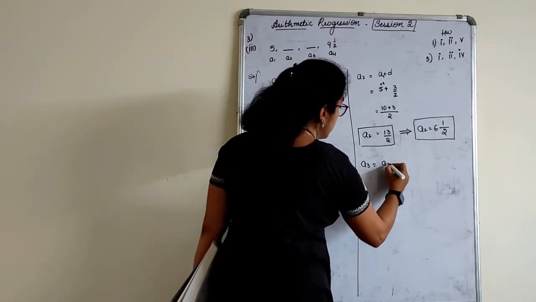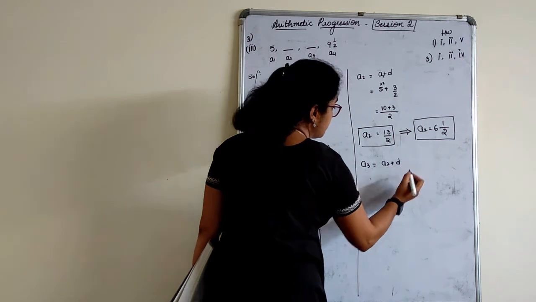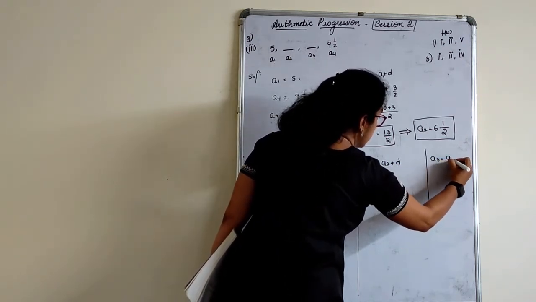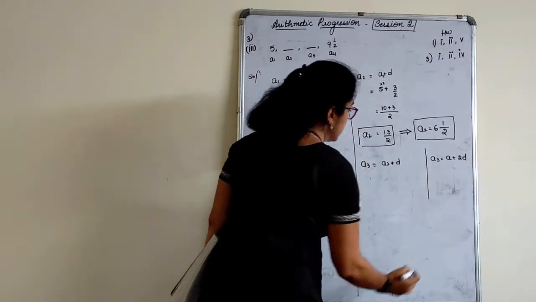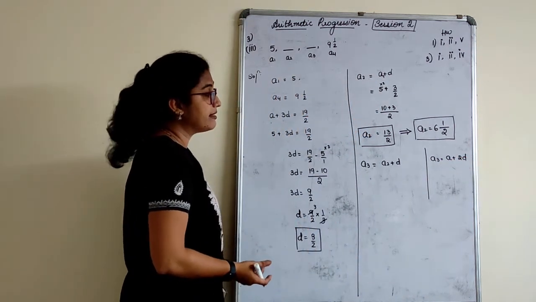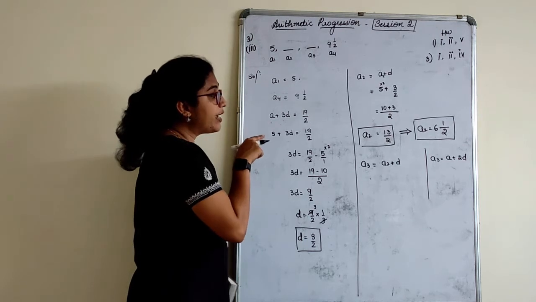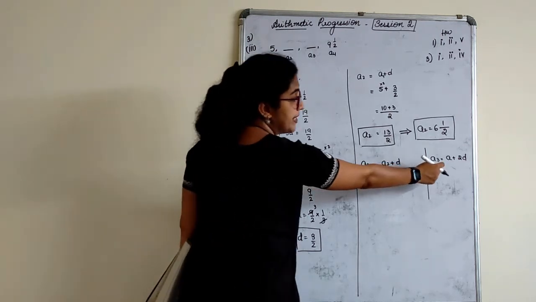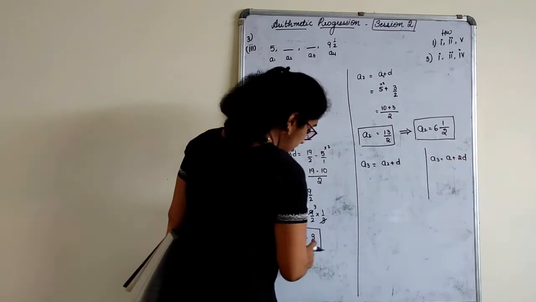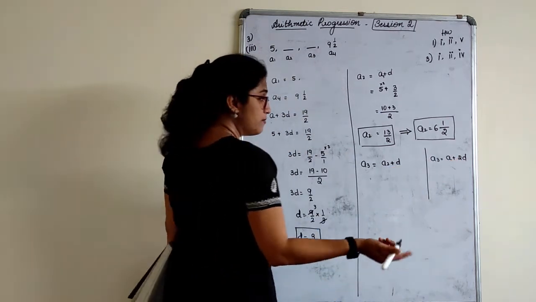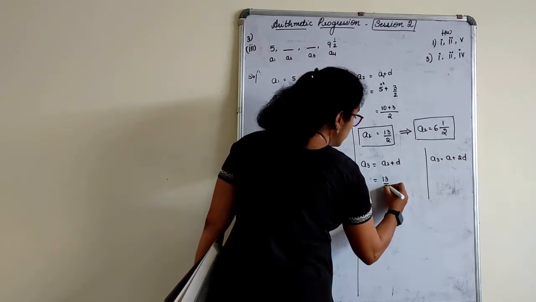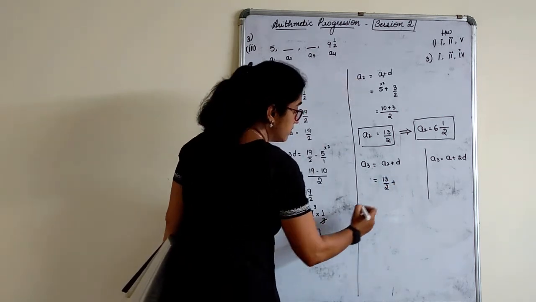A3 is given by A2 plus D. See, A3 can also be written as A plus 2D. Right? That way also it can be written. So here we know A2 terms, so I am writing it. That becomes much easy for me. It can also be written like this. Then 2D is 2 into 3 by 2. All are same, children. A2 is what? 13 by 2 plus 3 by 2.